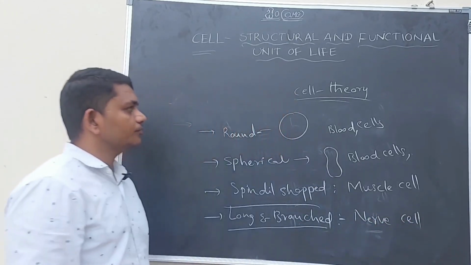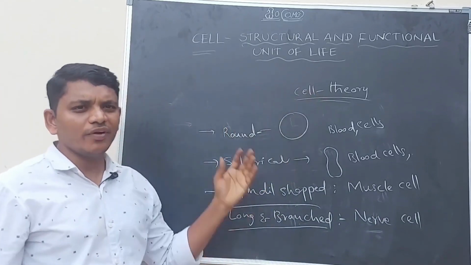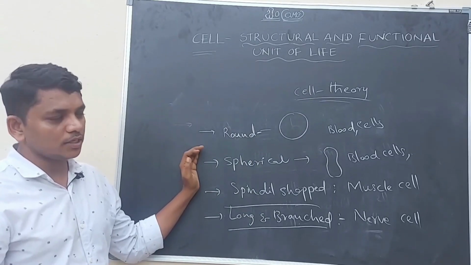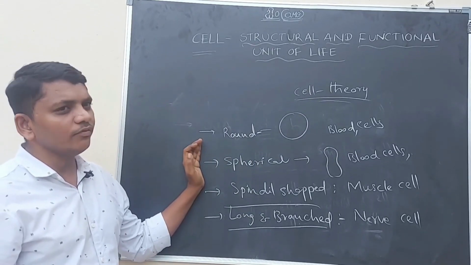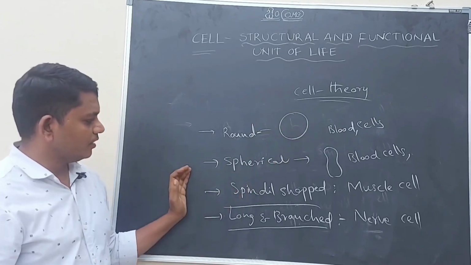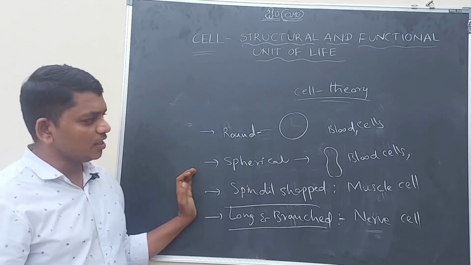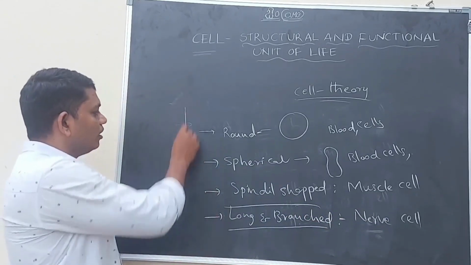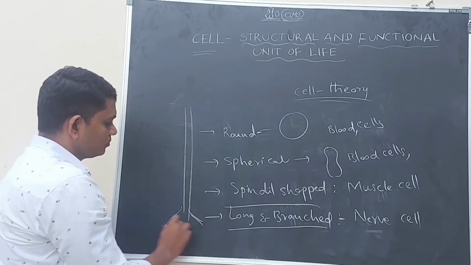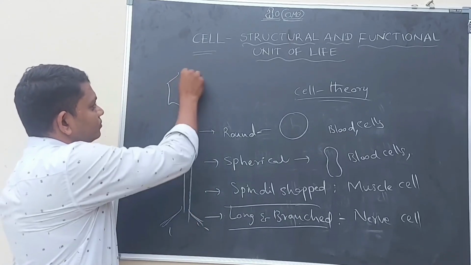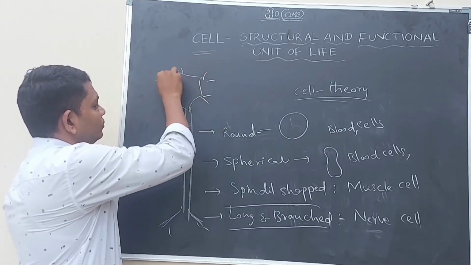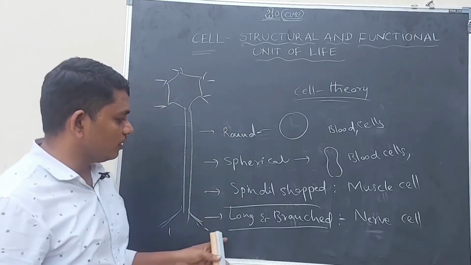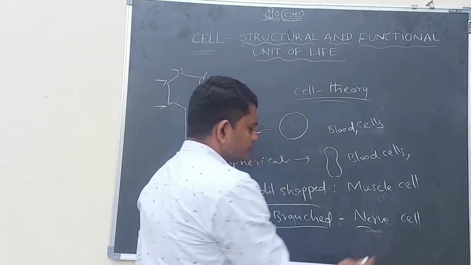Nerve cell. Again the shape of the cell varies from animal to animal, plant to plant. Some are in round shape, some are in spherical shape. For the round and spherical shape we can give examples blood cells, and spindle shaped, best example is muscle cell, and long and branched nerve cells, they are very long in the structure, they appear like this, so they are very long and branched. So best example for the long and branched cells, nerve cells.